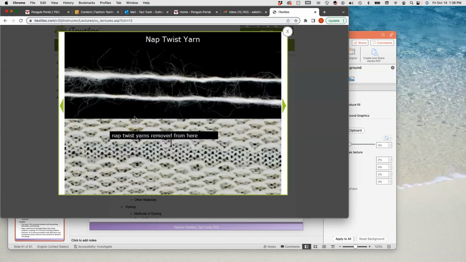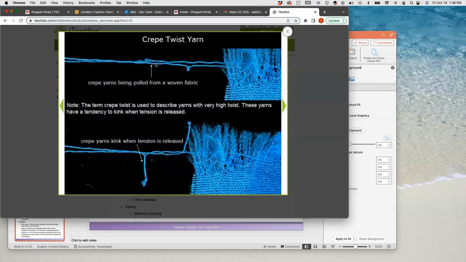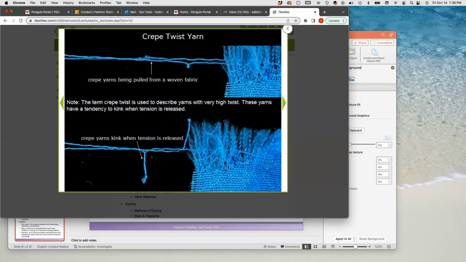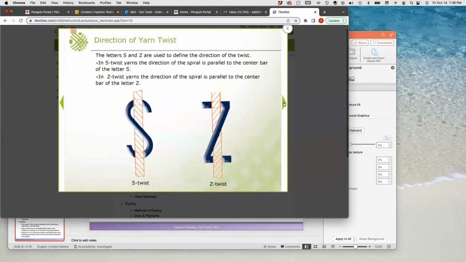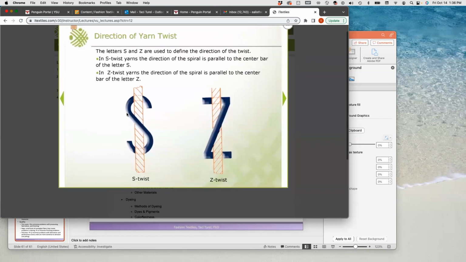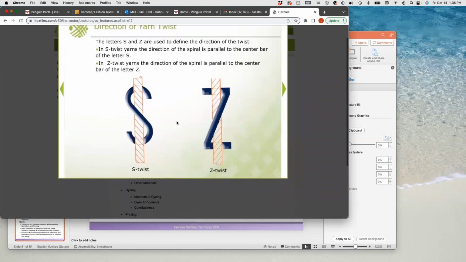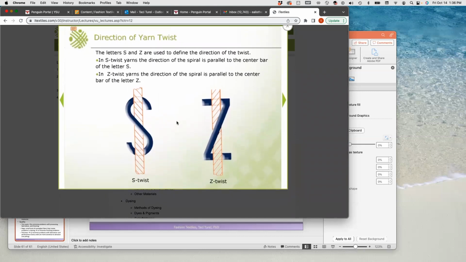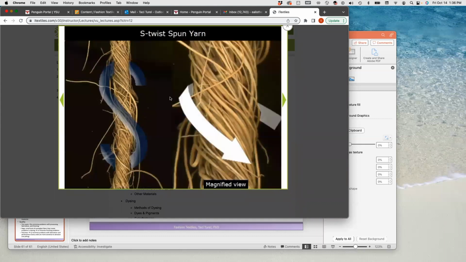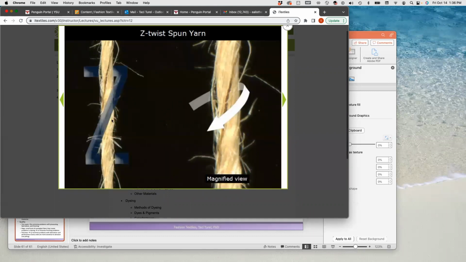This is a nap twist. This is a crepe twist. So it usually has very high twist and you create fabrics that look more crinkled. We talked about the direction of a twist. Again, you know, if you see the twist going in this direction, that kind of corresponds with the middle of S. So that's an S twist. And remember these, because I'm definitely going to ask you a question about S twist versus Z twist. Again, this is an S twist, single yarn, spun yarn. This is a Z twist.